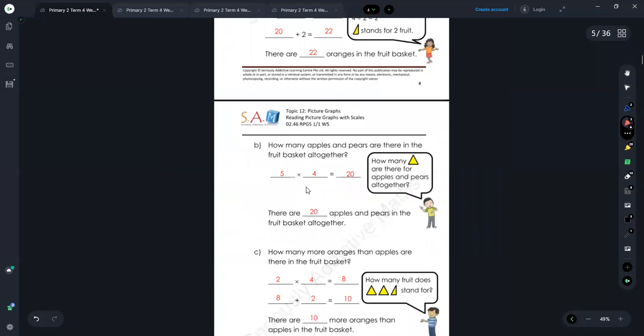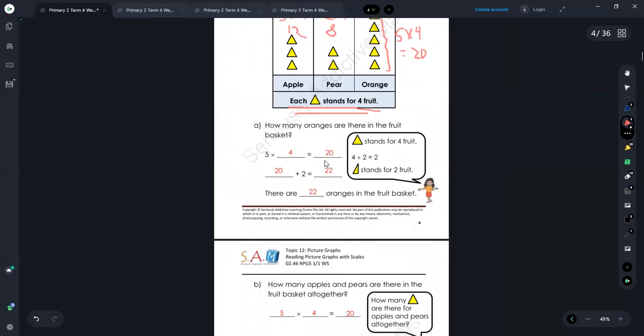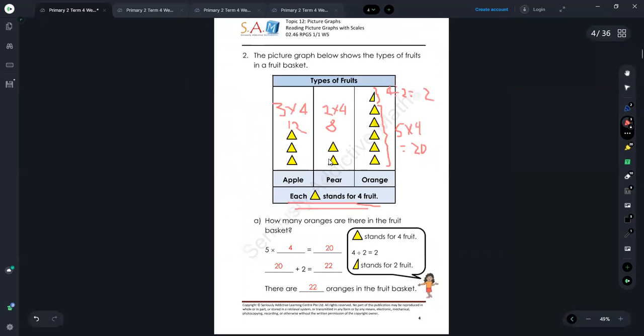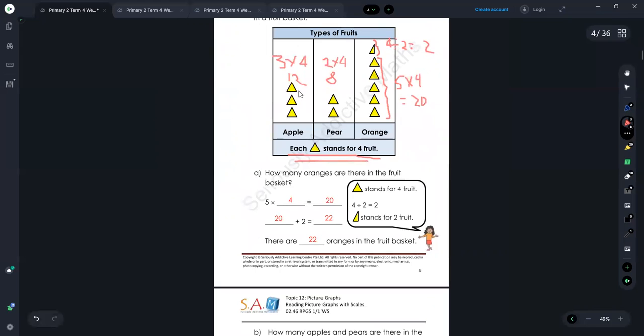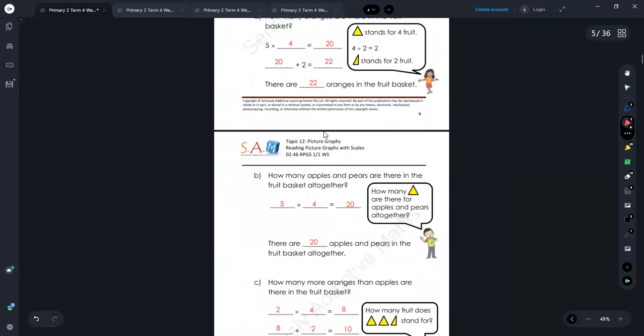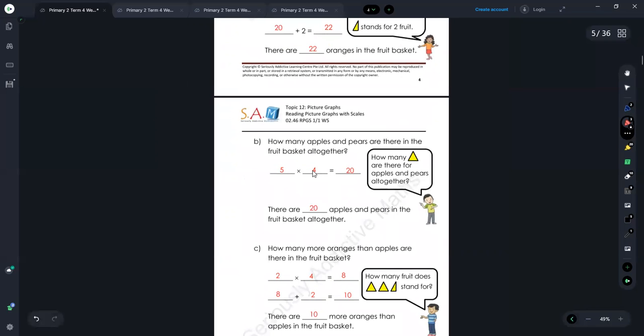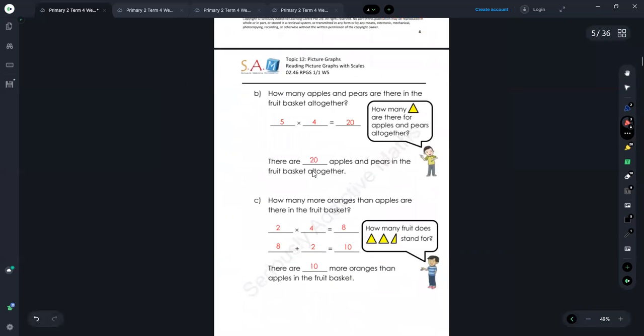All right. So then thereafter, same thing here. This is all the steps here. How many apples and pears are there in the fruit basket? Apples and pears. So now we count triangles. 1, 2, 3, 4, 5. So 5 triangles. So 5 times 4, right? Because each triangle stands for 4.